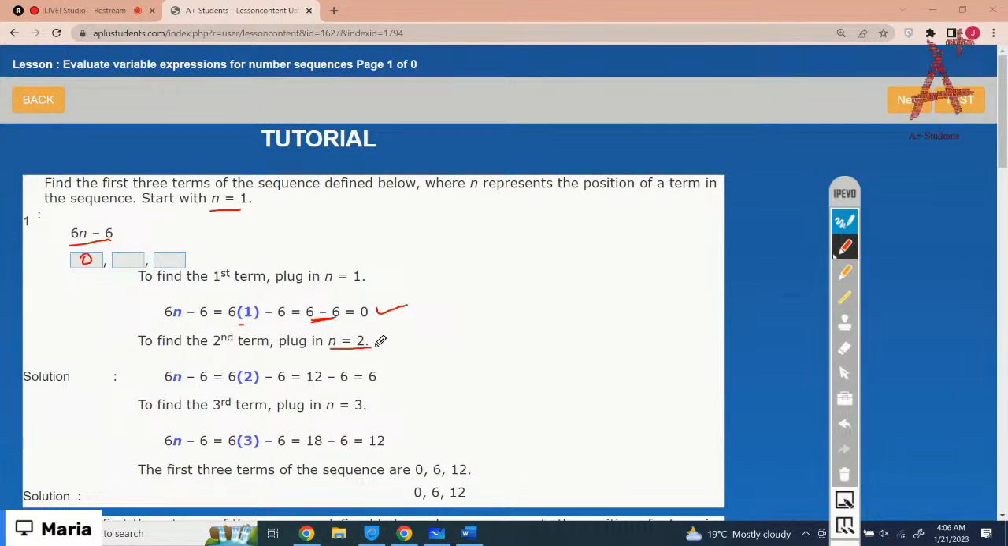Now let's plug in n equals 2. Replace the n with 2. It would be 6 times 2. 6 times 2 is 12, and 12 minus 6 is 6. That means the second term here is 6. And for the third one, 6n minus 6, replace the n with 3. It would be 6 times 3 is 18, and 18 minus 6 is 12. That means the first three terms in the sequence are 0, 6 and 12. Got it? Okay, let's start with another example.